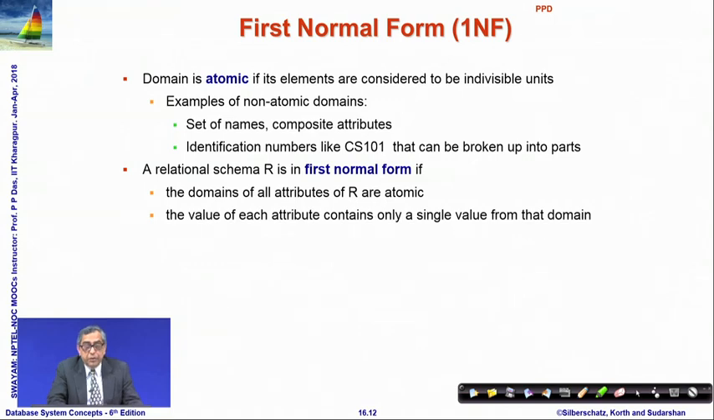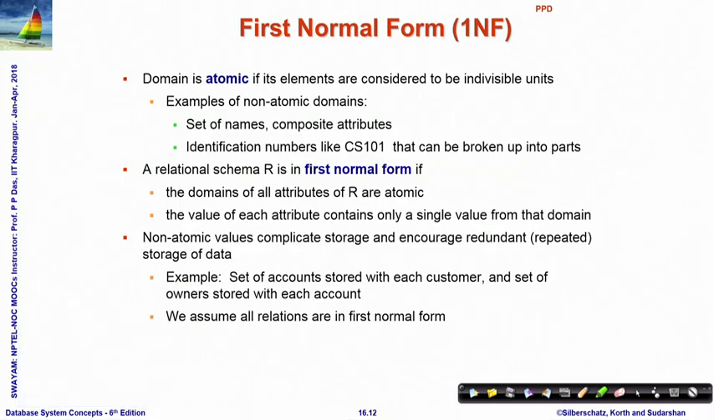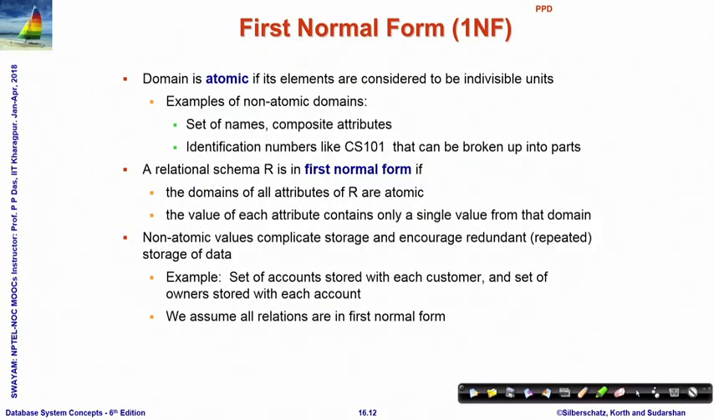We will slowly understand the purpose of defining such normal forms, but let us initially understand the definition. If we have attributes which are composite in nature, naturally my relational schema is not in first normal form.